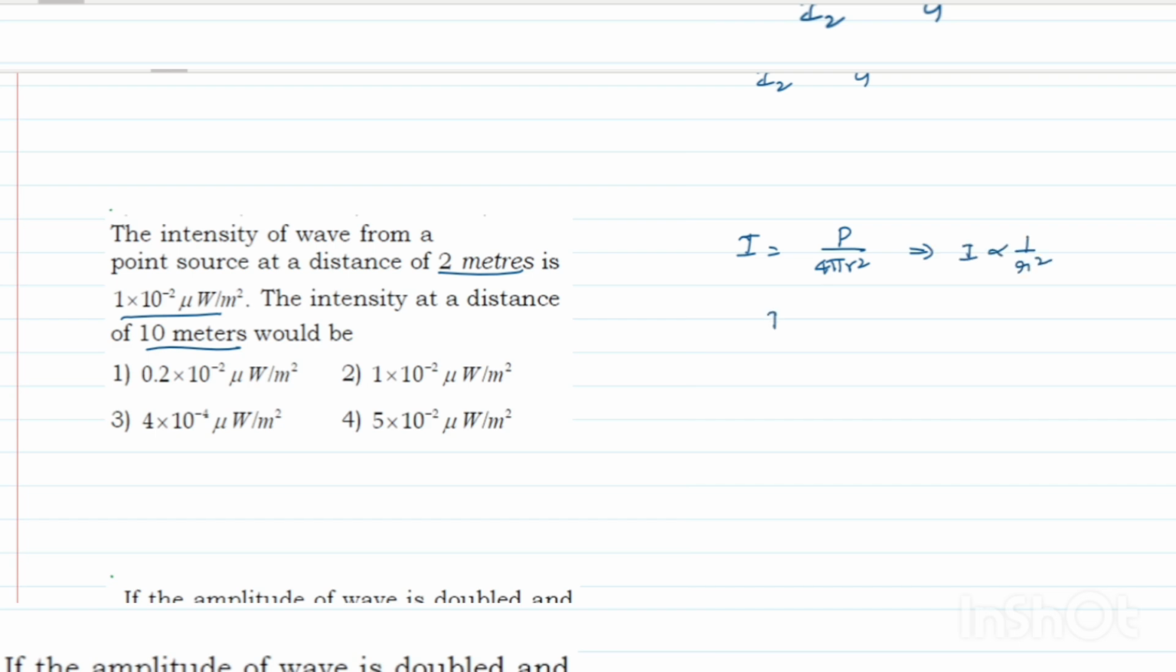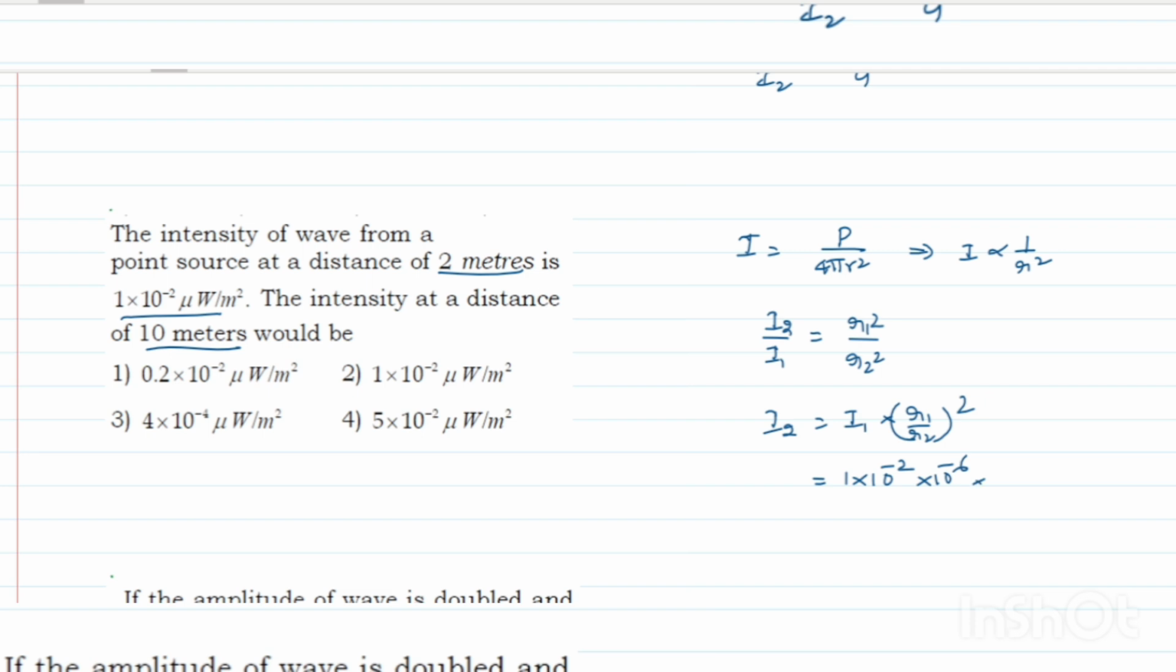Here I2 by I1 is equal to R1 square by R2 square. R1 value is given as 2 meters. So I2 will be equal to I1 into R1 by R2 whole square. I1 is given as 1 into 10 power minus 2 microwatt. You just convert this, students, to 10 power minus 6 watts.